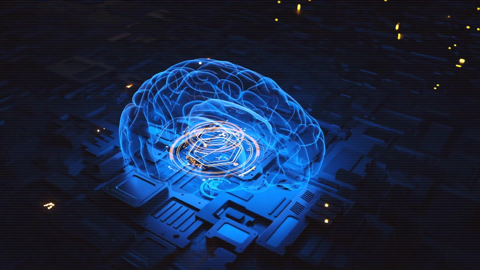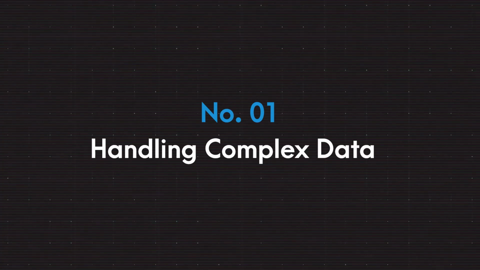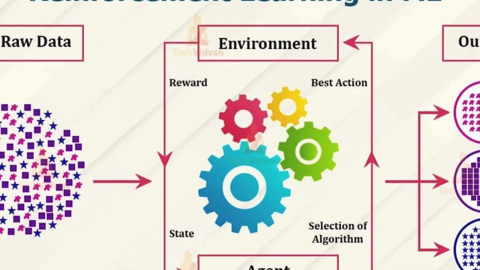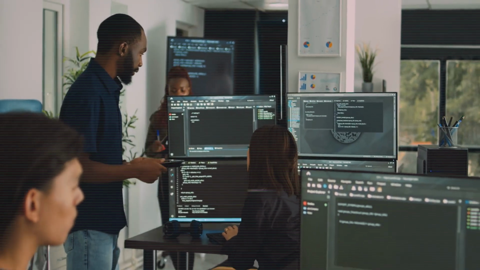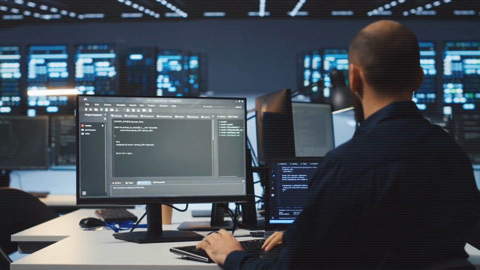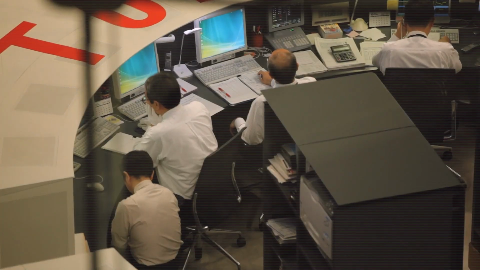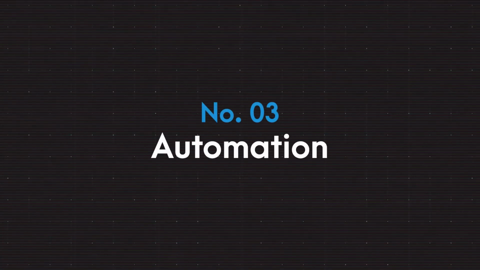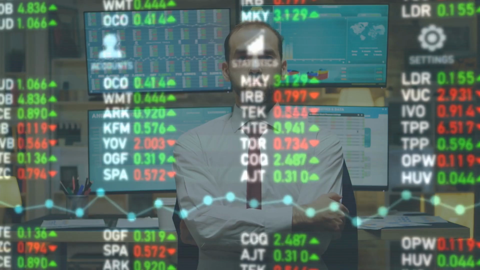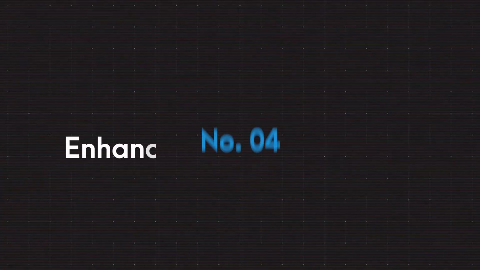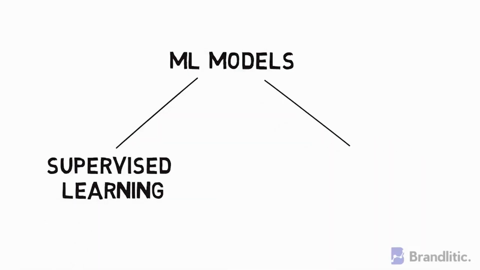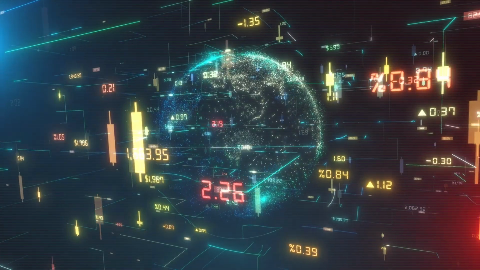Machine learning offers several benefits in trading. 1. Handling complex data. ML excels at processing large data sets with multiple features, finding relationships that traditional methods might miss. 2. Adaptability. ML models can continuously learn from new data, adapting to changing market conditions. 3. Automation. Machine learning automates pattern recognition and trade execution, reducing the need for human intervention. 4. Enhanced predictive power. ML models improve predictive accuracy, providing more reliable forecasts and insights.